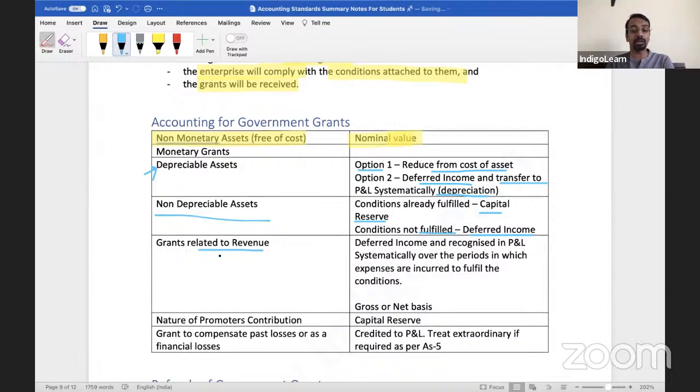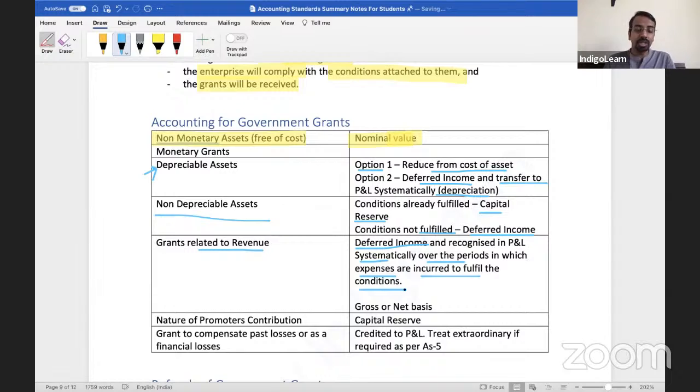If it is a grant related to revenue, then you will credit it to deferred income, and you will recognize it systematically over the period in which expenses are incurred to fulfill the condition. So let us say the government says you employ 100 employees, give them employment for 3 years, we'll give you government grant. Okay. What will you do? You will take that amount to deferred income. Now, to engage those 100 employees, you are incurring certain employee cost.